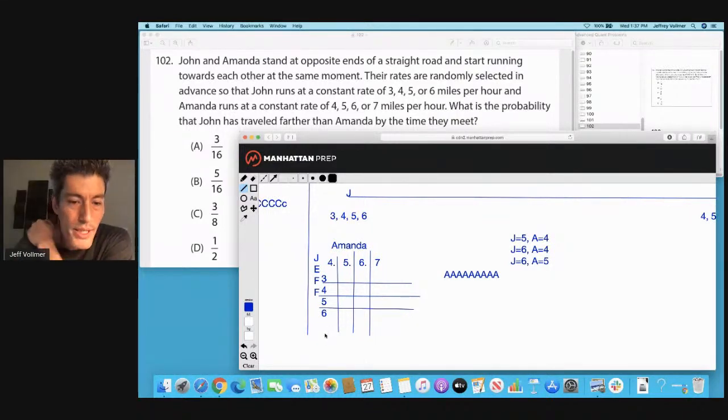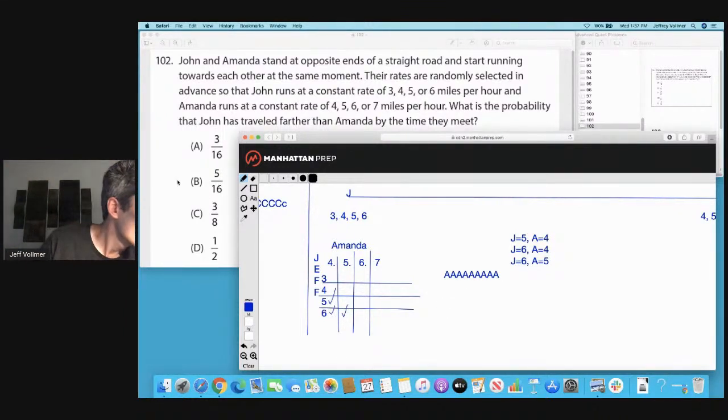Cool. So there's 16 boxes here, and that's why the denominator is 16. There's 16 total options. And there should be 3 of them where Jeff's speed is faster than Amanda's. It would be this one, and this one. That's it. Cool.